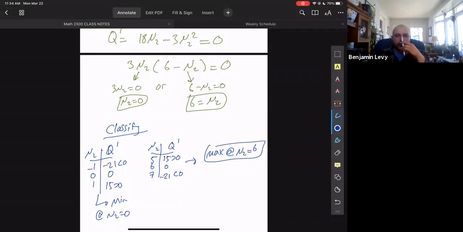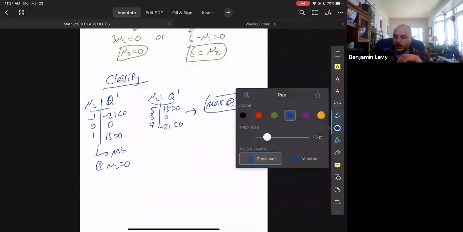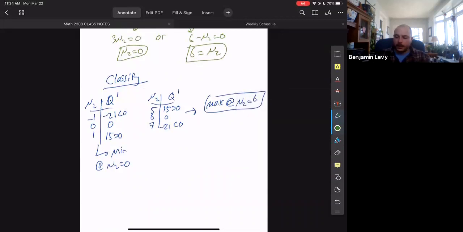So the question is, find both the numbers that maximize this. So we found one of them. We can just find the other one by using the constraint again, right? We know we want them to add up to 9. And so if one of them's 6, the other one's got to be 3. So we know n1 plus n2 is 9, and we know n2 is 6, and so that means n1 is 3.